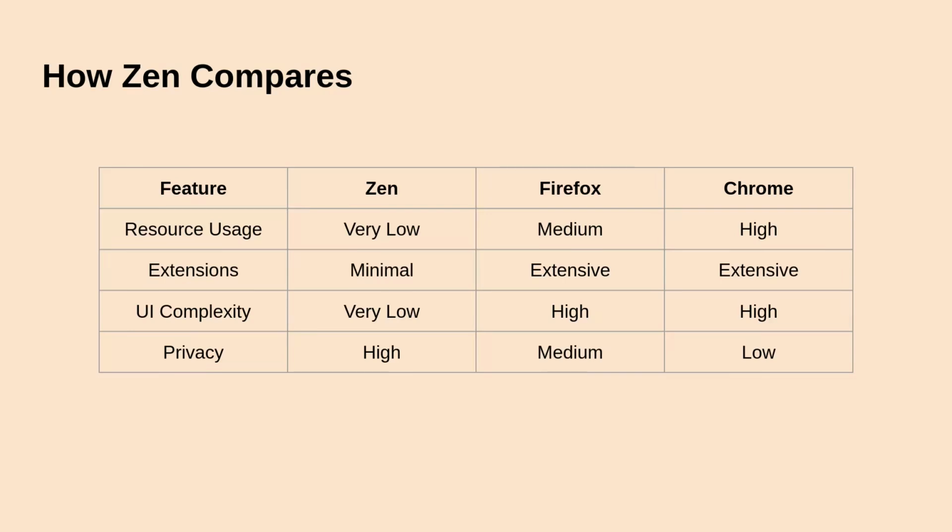For UI complexity, Zen Web Browser is very low, whereas Firefox and Chrome are both high. And then when it comes to the privacy feature, Zen is very high, whereas Firefox is medium and Chrome is low. So here are some of the reasons, just looking at the comparisons between these three browser platforms, Zen, Firefox, and Chrome, that you might want to choose Zen over the other two.